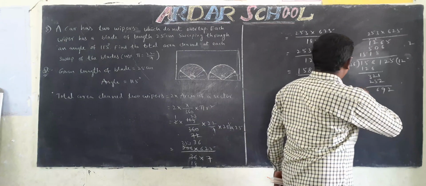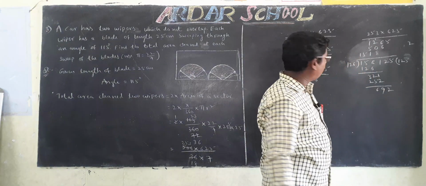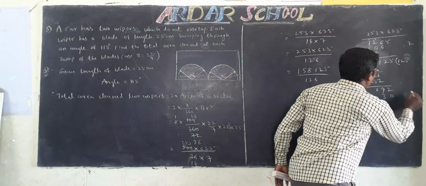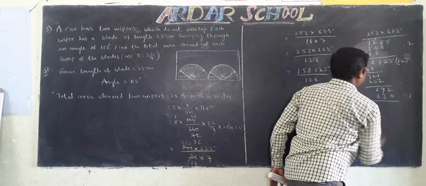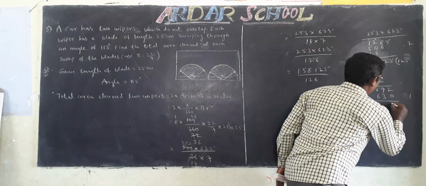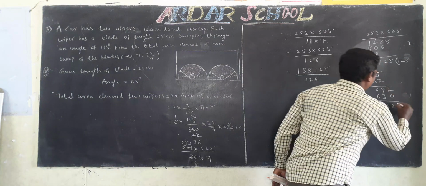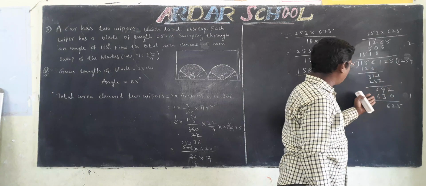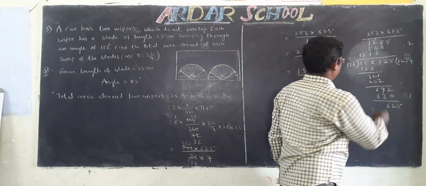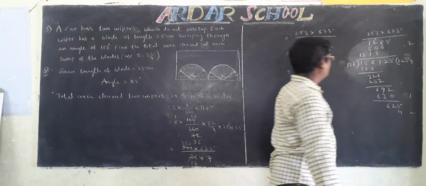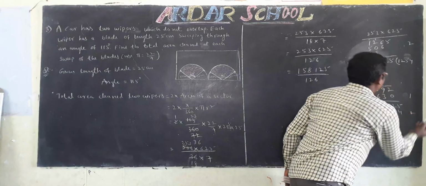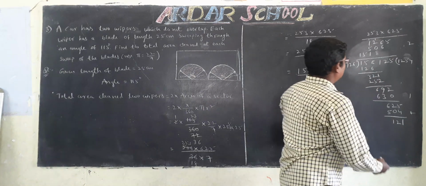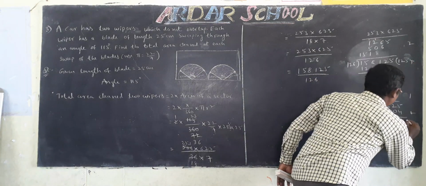Next, 126 fives are 630. The remainder is 62. Next take 5, 625. 126 fives are 630, so 4s. 126 fours are 504. The remainder is 121. There are no more digits, so take a decimal point and take 0 here.